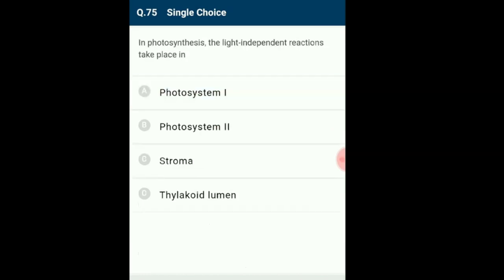Question number 75. In photosynthesis, the light dependent reaction takes place in. The process of photosynthesis consists of two steps. The light dependent step is the light reaction that occurs in the grana, and the light independent step, which is the dark reaction, occurs in the stroma of the chloroplast. In the dark reaction, fixation of carbon dioxide and glucose formation mainly occurs by the Calvin cycle. So the answer is option C, stroma.